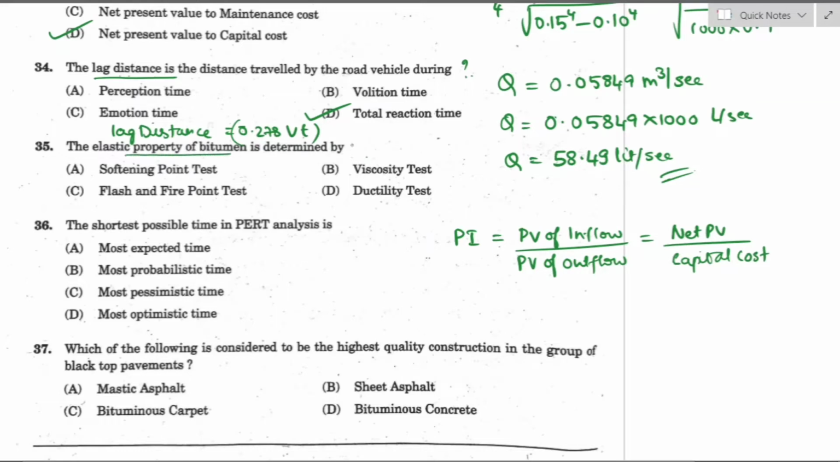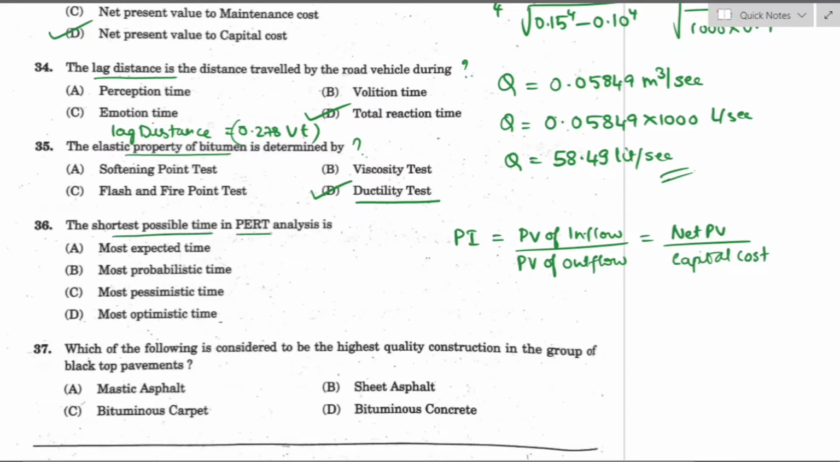Question number 35. The elastic property of bitumen is determined by its ductility test. Option D is the right answer, because ductility test is performed to measure the adhesiveness and elasticity of a bitumen. Ductility value is the distance in centimeter to which a standard briquette of size 10 mm by 10 mm can be stretched before fracturing at 27 degrees Celsius. So the elastic property of the bitumen will be determined by ductility test. Option D is the right answer.